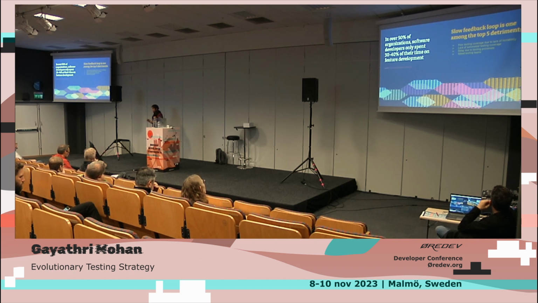But the top 5 detrimenters, right? One of them is the slow feedback loop. The slow feedback loop is nothing but a lack of testing coverage, a testing process that delays your feedback loop, and siloed testing teams that are doing a job as if they are not part of the organization. All of these things actually result in a financial loss, right? So imagine 60 to 70% of the development time and effort. How much does it cost?